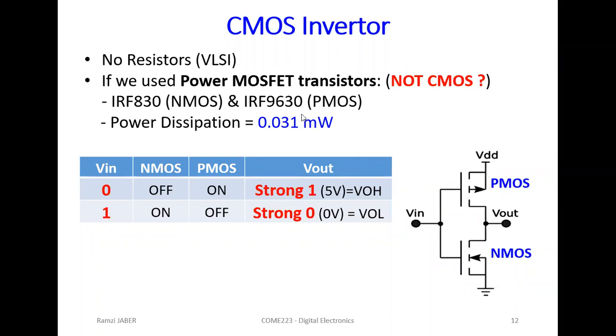Now, for this example, if we use power MOSFET transistors, it's not CMOS, power MOSFET called IRF 830 for NMOSFET and IRF 9630 for PMOSFET. If we put these two transistors, MOSFET transistors, but they are not CMOS, the power will be 0.031 milliwatt. Okay, I think you will do it in the lab.